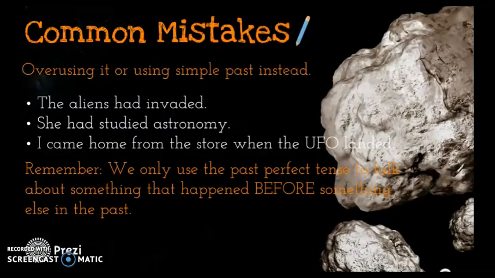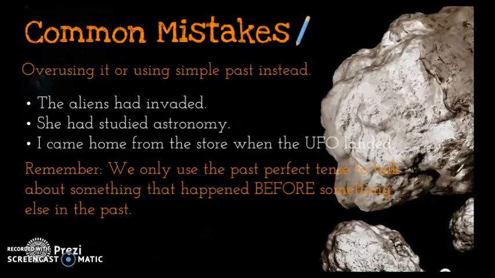A common mistake made with past perfect tense is overusing it or using simple past instead. For example, in the sentences, the aliens had invaded and she had studied astronomy, the past perfect is not necessary because there is no event that happens after.